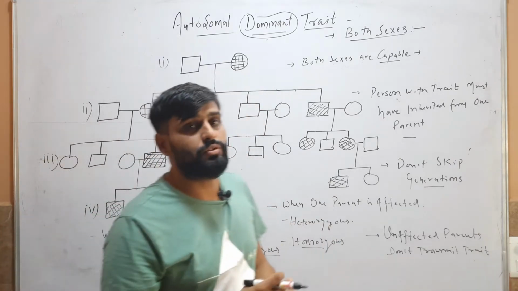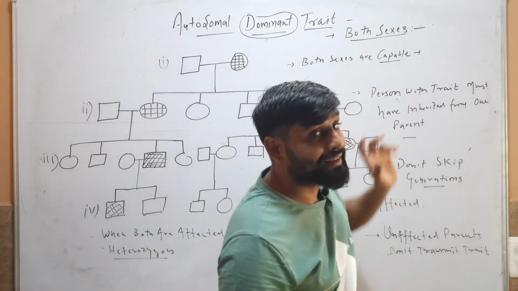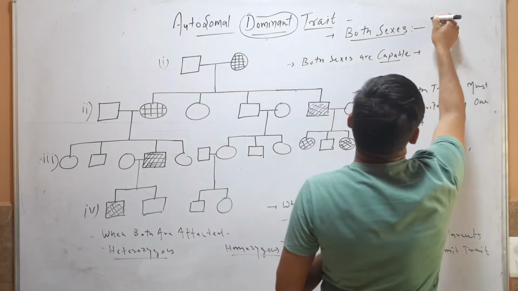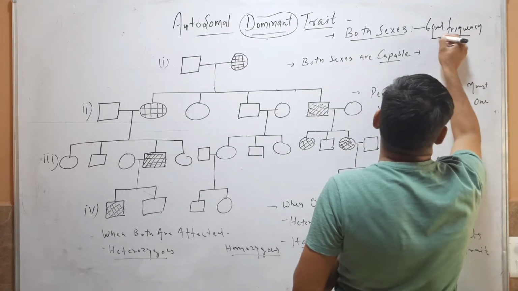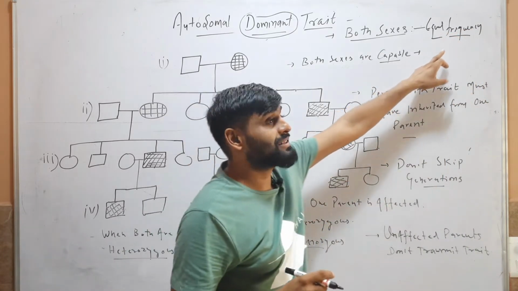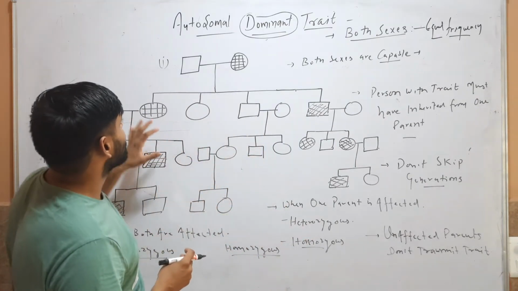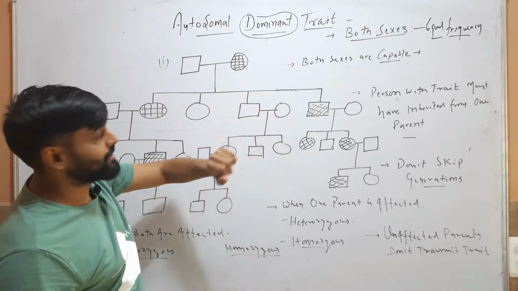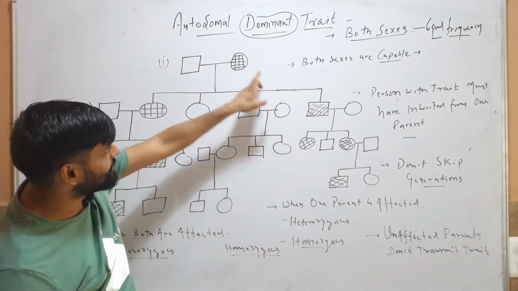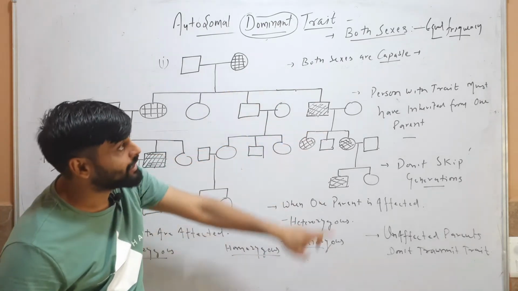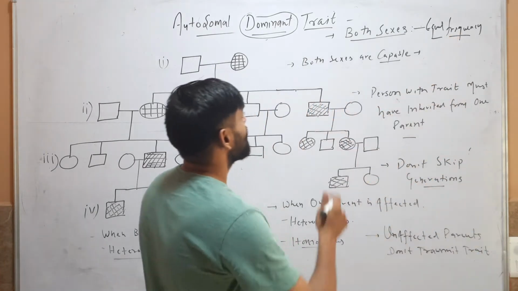So what are the characters of autosomal dominant traits? First, they will appear in both sexes with equal frequency, meaning these traits can appear in males and also in females. Here in this pedigree of an autosomal dominant trait, you can see that both male and female are showing the trait. So it occurs in both male and female with equal frequency.